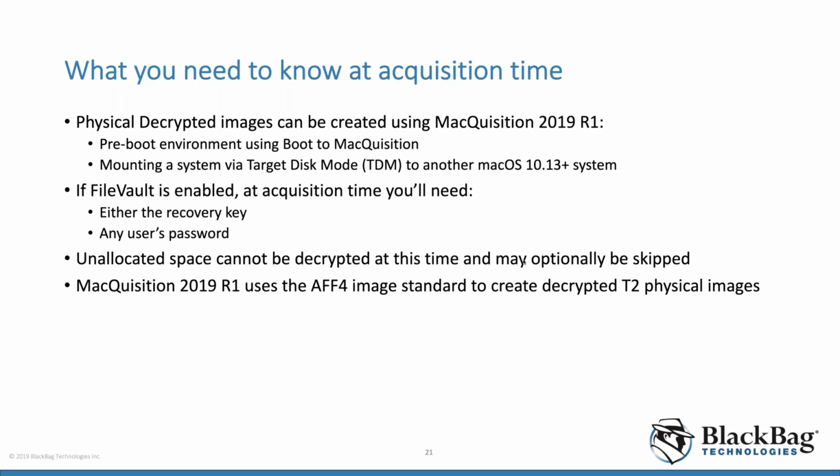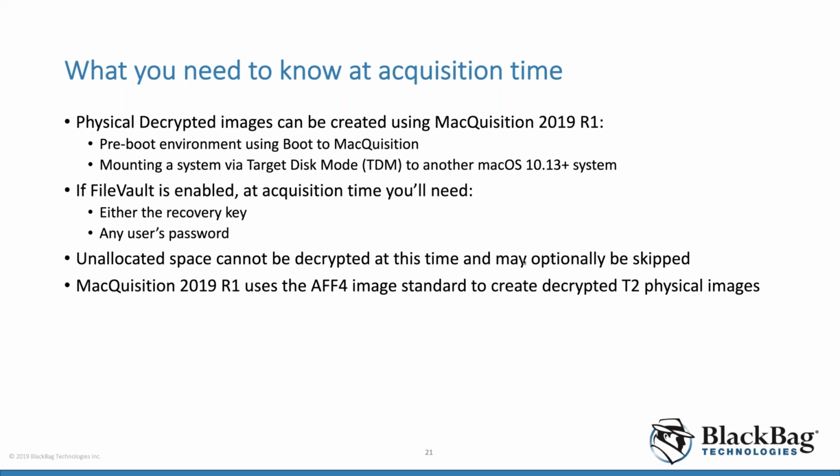So just a little bit of a recap. What do you need to know at acquisition time to create these images with MacQuisition? Physical decrypted images can be created using MacQuisition 2019 R1, which is going to be released very, very soon. You can either boot into the pre-boot environment, using that to boot into MacQuisition, or you can mount the system via target disk mode to another macOS 10.13 system. If FileVault is enabled, which it is not by default, but can be enabled by the user, at acquisition time, in addition, you're going to need either the recovery key or any one user's password.